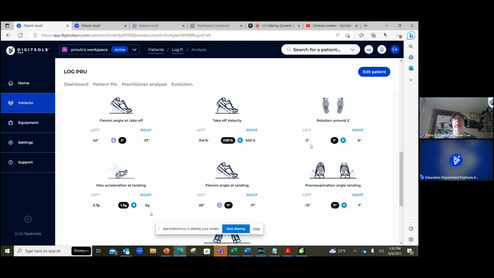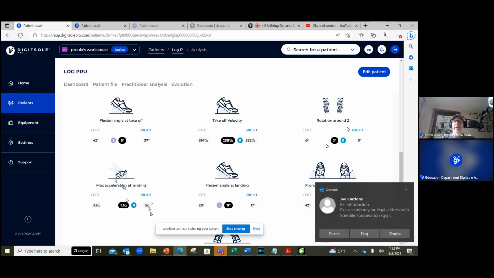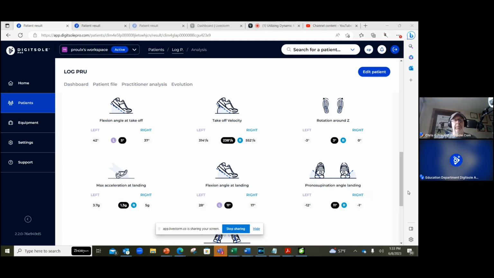And this is really also associated with how quickly they absorb into that. So hip flexion and knee flexion are really important at landing for a vertical jump, but also for deceleration in horizontal running or jumping as well. So we see here that on the left, he's got a 3.7, and on the right, he's got 5. So we're looking at slightly over a 20% difference between the right and the left.